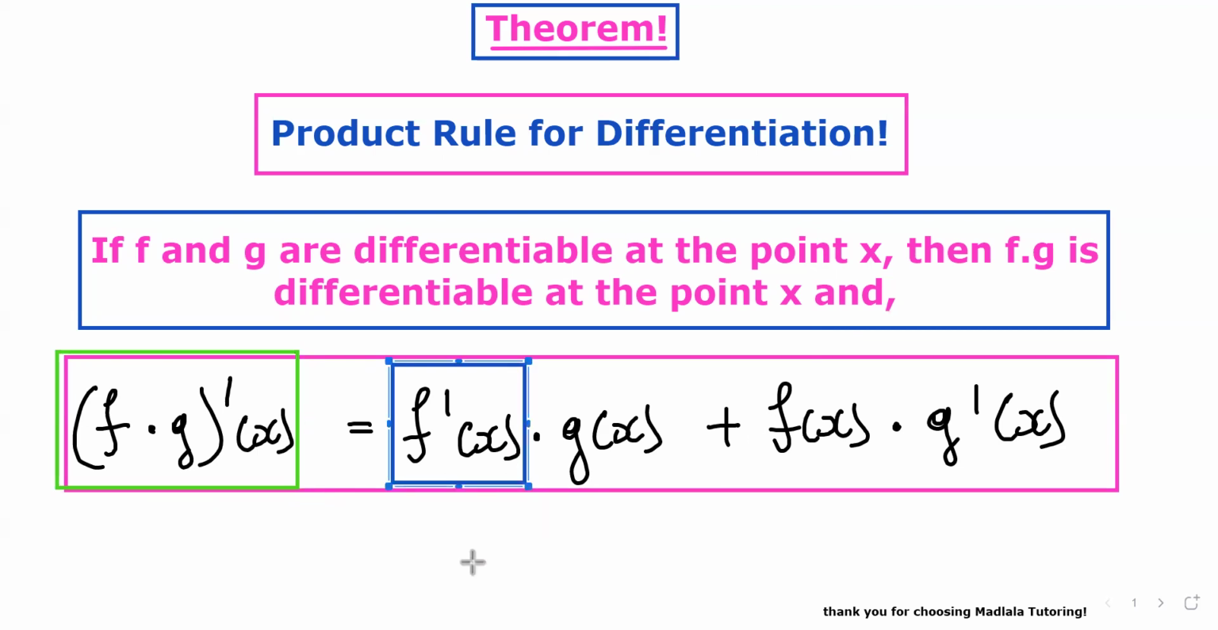the first function, and we multiply this by the second function unchanged, and then we say plus, we take the first function unchanged, and we multiply it by the derivative of the second function. Okay? Now the question is, how can we prove this product rule for differentiation?